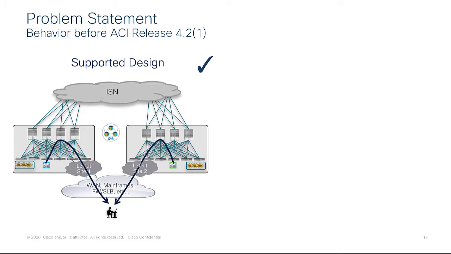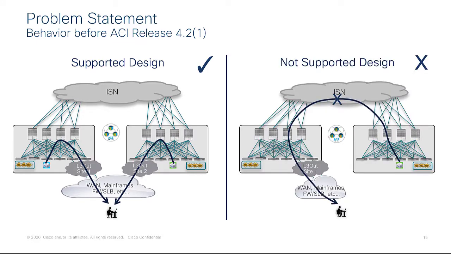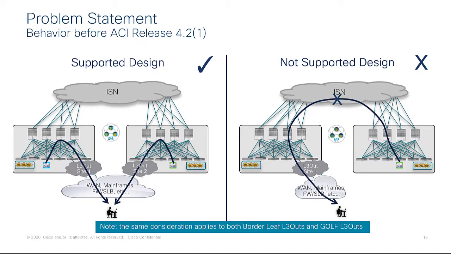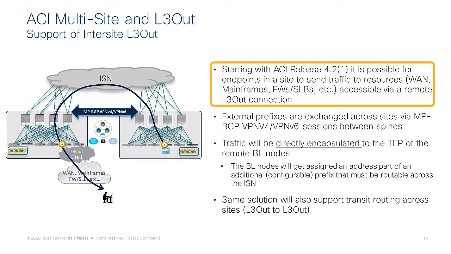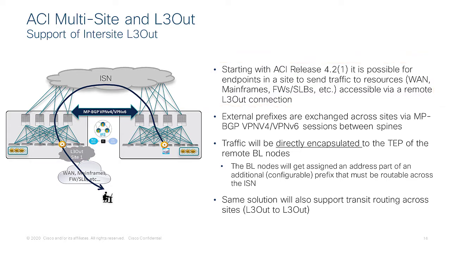Okay? What was not possible was to have an endpoint in a site communicating across the intersite network to reach the border leaf, the L3 out, in a remote site, in site 1, in this example. And this limitation applies to border leaf L3 outs and golf L3 outs. Before ACI release 4.2.1, the one on the left was the behavior. Release 4.2.1 and MSO 2.2.1 brings support for Intersite L3 out. So now we can have an endpoint in a site communicating with whatever is connected to the L3 out over remote sites.